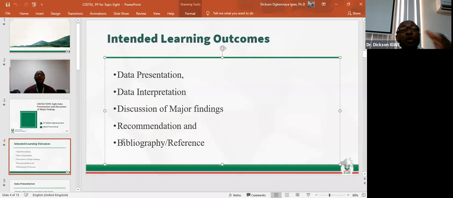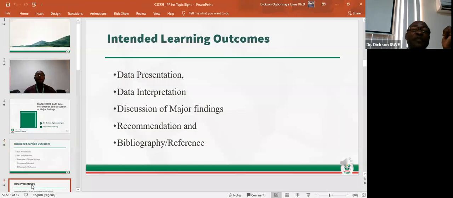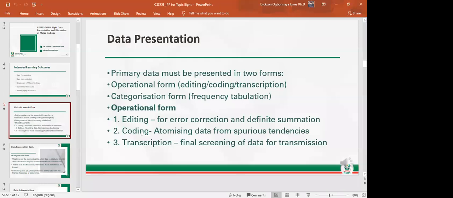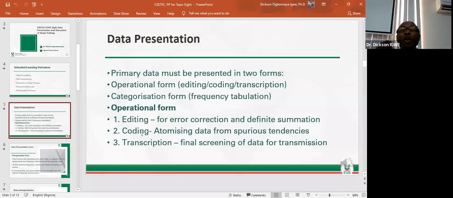The next one is recommendation and bibliography reference. So we go straight forward to data presentation. Primary data must be presented in 2 forms: operational forms consisting of editing, coding, and transcription; categorization form consisting of frequency tabulation. Operational form involves editing for error correction and definite summation. Coding means atomizing data from spurious tendencies. Transcription means final screening of data for transmission.